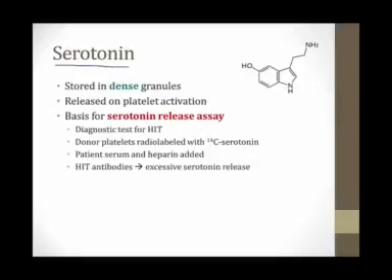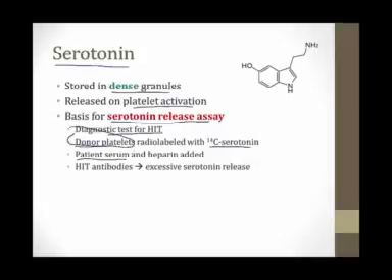Serotonin, you may know, is a neurotransmitter, but it's also stored in the dense granules of platelets, and it is released on platelet activation. And this is the basis for a screening test for heparin-induced thrombocytopenia called the serotonin release assay. In this diagnostic test for HIT, you take platelets from a donor and radiolabel them with radioactive serotonin. The patient's serum, in other words, serum from the patient you are trying to test for HIT, is added to the donor platelets along with heparin. If HIT antibodies are present, this will cause excessive serotonin release from the donor platelets, and that can be detected, and this is used sometimes as a screening test for heparin-induced thrombocytopenia.